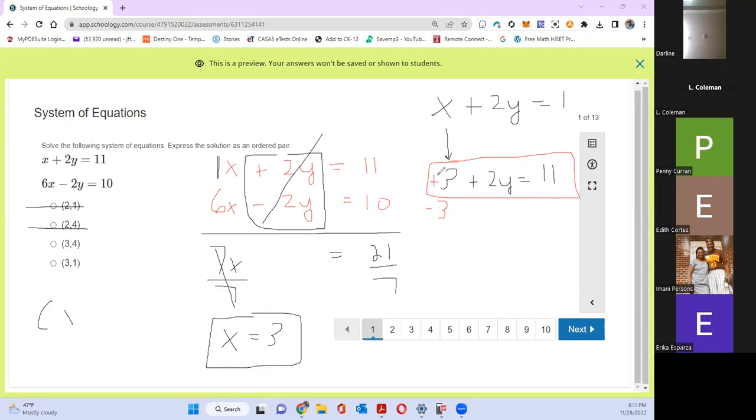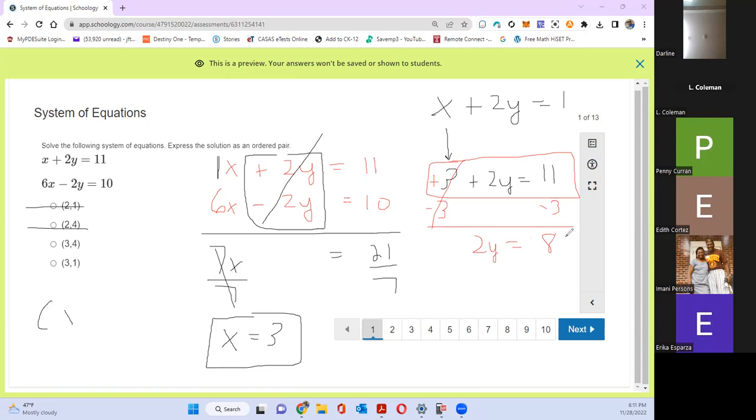what we don't see is this is a plus 3. And we want to do the opposite operation, the inverse operation. So the opposite of plus 3 is a minus 3. Whatever we do on one side, we do on the other side. So the 3's cancel. You get 2y is equal to 8.